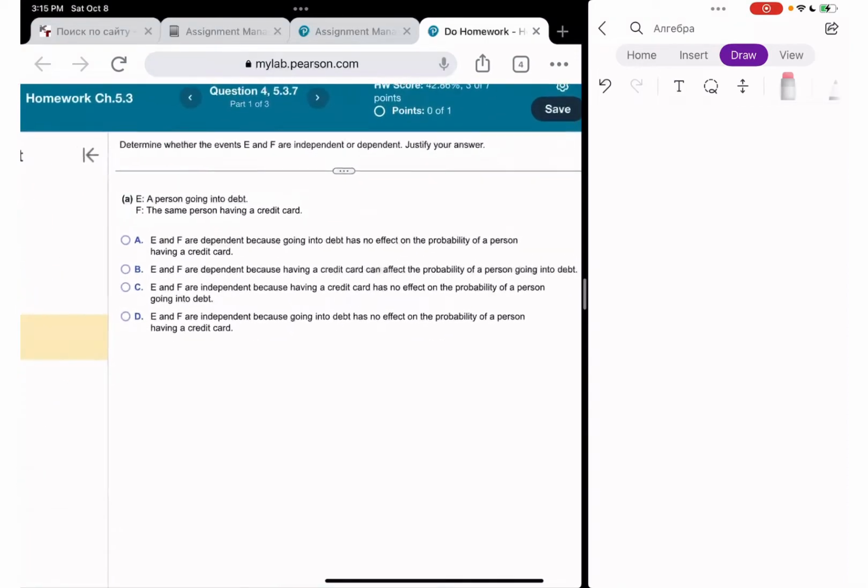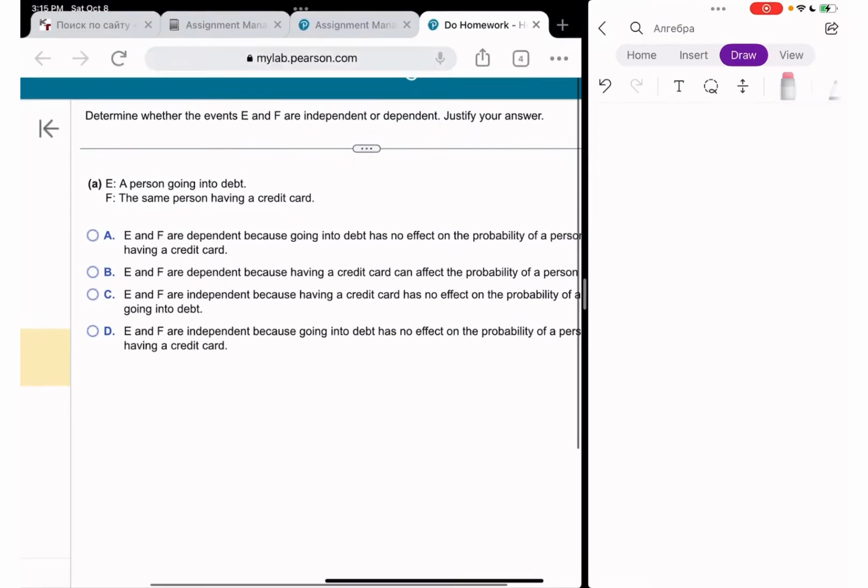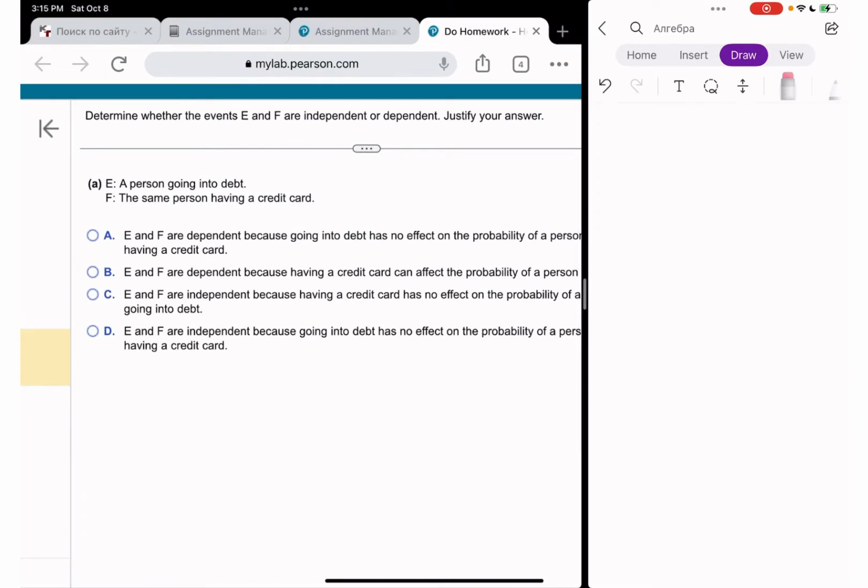Okay, homework 5.3. Determine whether the event E and F are independent or dependent. Justify your answer. Okay, question A. We have in one case person going into debt, in the other case the same person having a credit card. So these both cases are dependent because when you have a credit card, there is an increased chance that you can get into debt, right? So therefore, I would take these two as dependent, right?